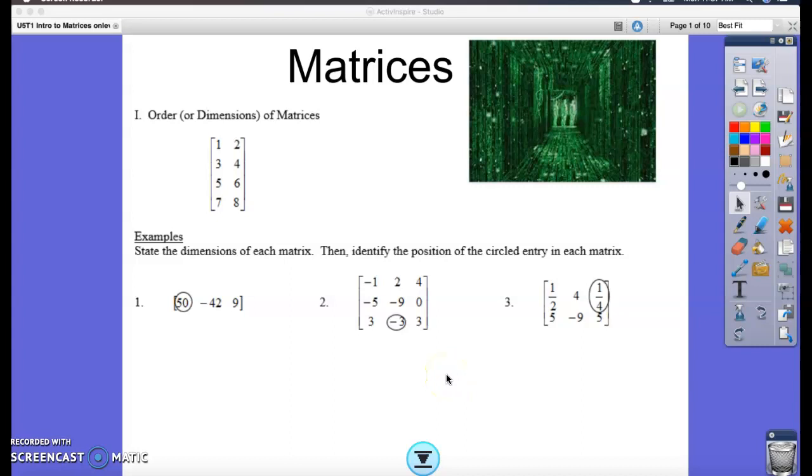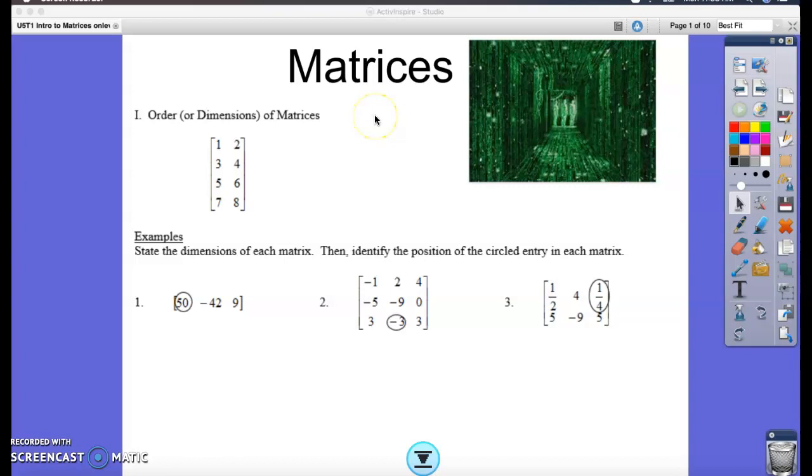Hello class, today we're going to talk about a new topic of study, matrices. Very exciting. Back in the day there used to be a movie called The Matrix, and this is really cool because I like that picture from there. I don't know if you've ever seen that movie, not that it has anything to do with what we're going to study with matrices, but let's start there.